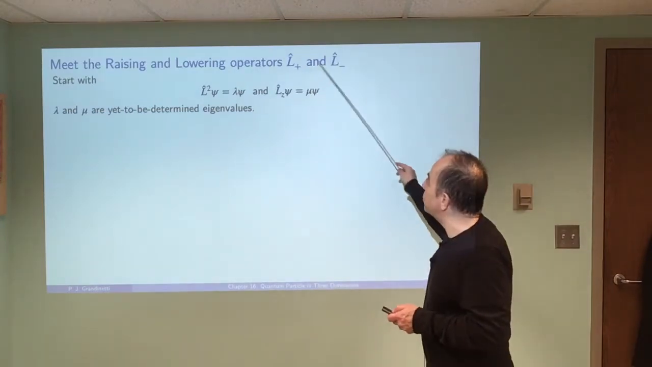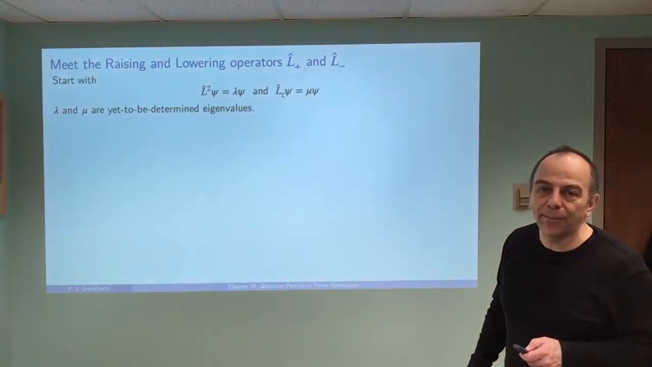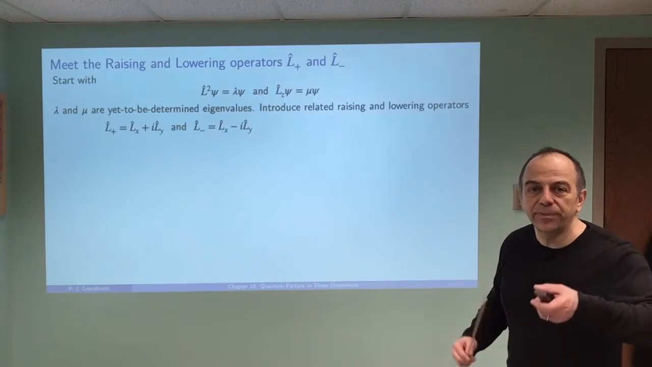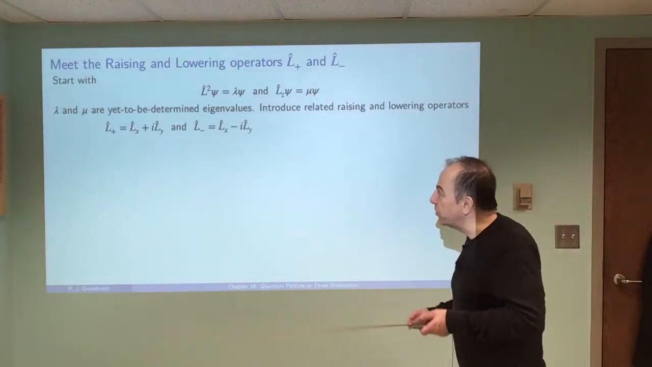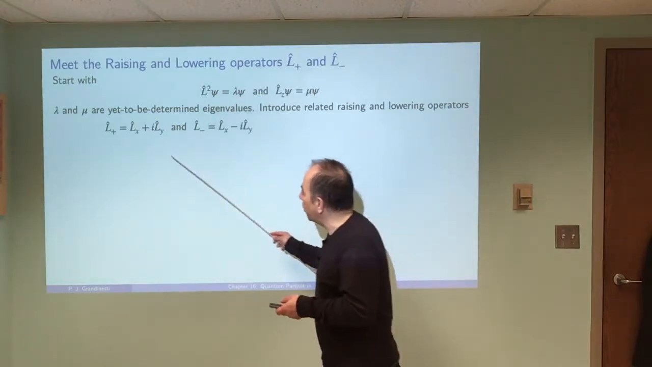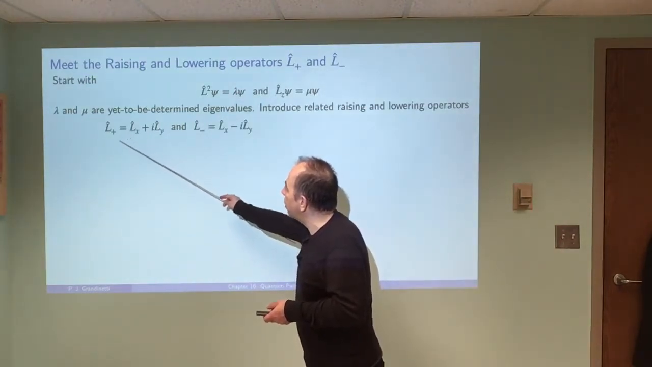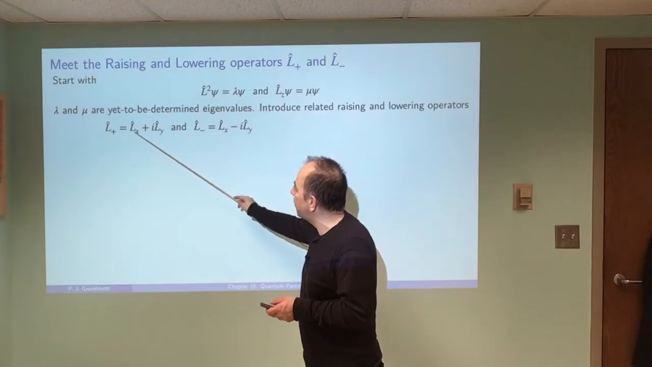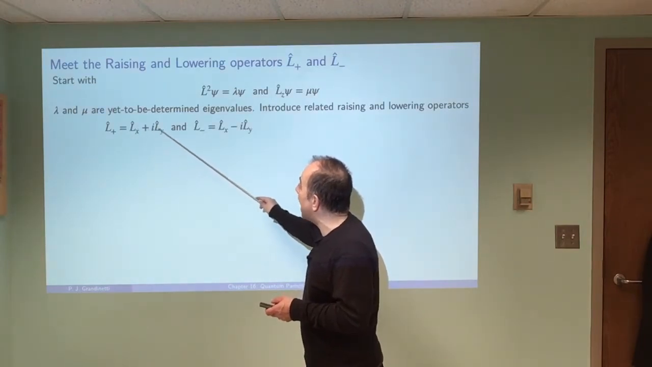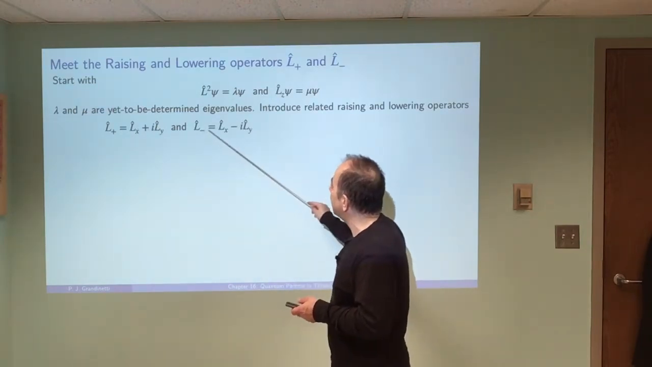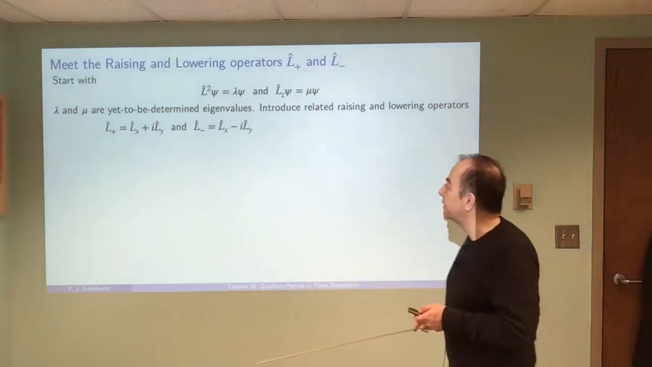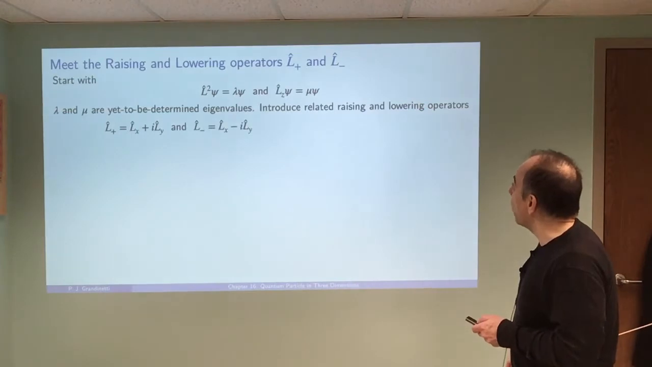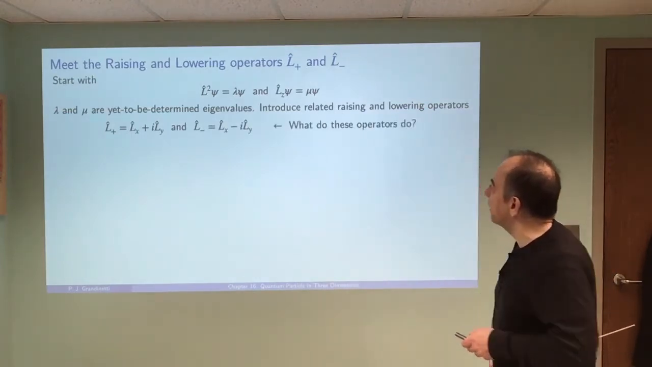Now, in order to do this without getting into the details of the wave function, we're going to introduce two operators called the raising and lowering operators, which you may remember from the chapter on the harmonic oscillator. We're going to do it in a slightly different context here, and we're going to define two operators, L plus and L minus, which are defined as Lx plus i Ly for L plus, and Lx minus i Ly for L minus. These raising and lowering operators are going to help us in our derivation here.